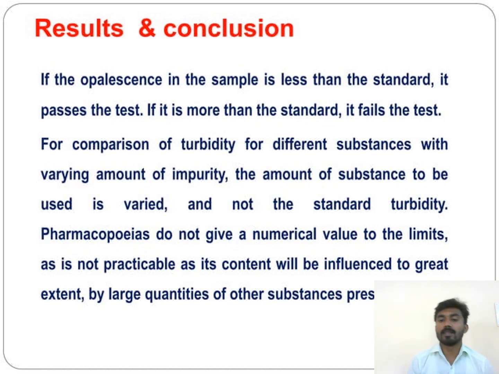It means we have to compare the opalescence or turbidity produced in the test solution with the standard solution. If more turbidity is present in the test solution compared to the standard solution, it fails the limit test. Here, pharmacopoeia does not give any numerical values to the limit. We compare the turbidity of the test solution with that of the standard solution. If the test sample contains less impurity compared to the standard solution, it passes the limit test. If the turbidity of the test solution is more compared to the standard solution, it contains more impurity beyond the limit, and it fails the limit test.